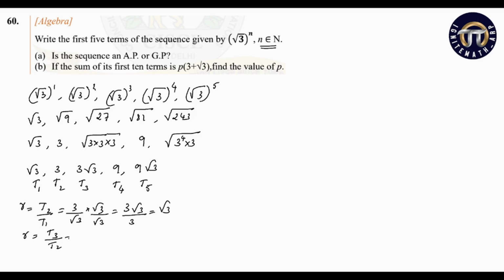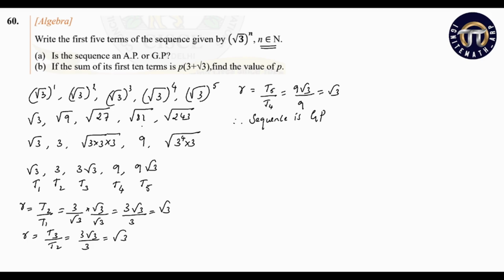R is equal to T3 divided by T2. So T3 is what? That is 3 root 3 divided by 3. I get this one as root 3. I'll check once again. R is equal to T5 divided by T4. That is nothing but T5 is 9 root 3 and T4 is 9. I get this one as root 3. So what's my conclusion? Is the sequence AP or GP? So the given sequence is GP. Obviously it cannot be AP.